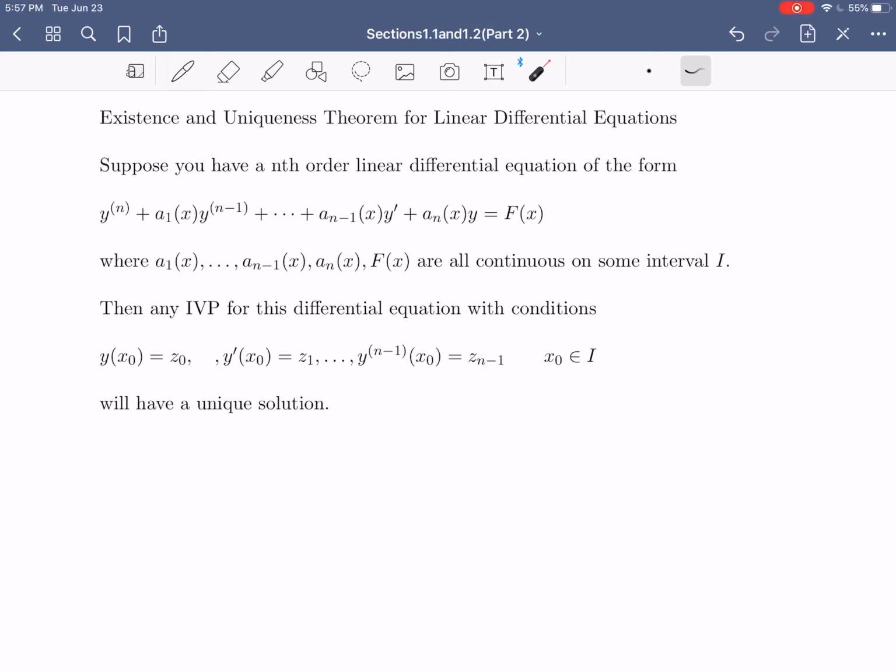So notice that when we're talking about unique solutions, that's a concept that really only makes sense once you talk about an IVP. That idea of uniqueness applies when you're talking about IVPs because IVPs have those initial conditions that you need to satisfy.